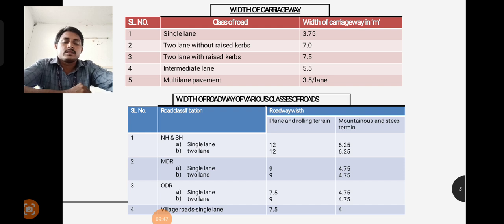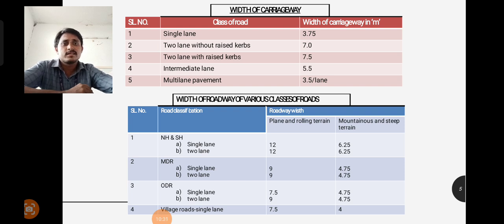Also the IRC code gives the width of the road for various classes of road. Classes means road classification: national and state highway, major district road, other district road, and village roads. Based upon the classes of road, IRC has given some widths. If it is a single lane road, provide 3.75 meters. If it is a two lane without raised curb, 7 meters. So what is a curb? A curb is the separation of the carriageway and shoulder, or the separation of the carriageway, shoulder, and footpath.